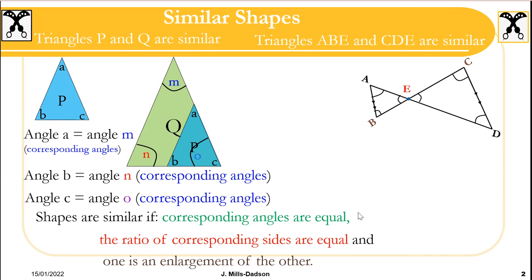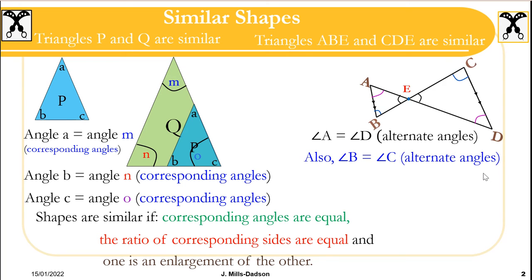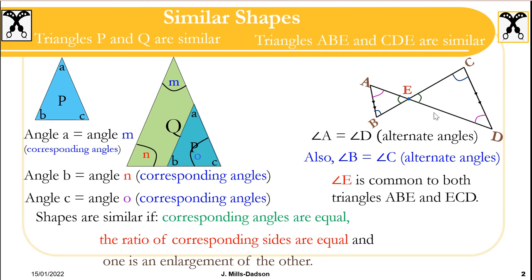Let's look at triangles ABE and CDE. A and D are equal because they are alternate angles. B and C are also equal, they are also alternate angles. And E is common to both triangles.